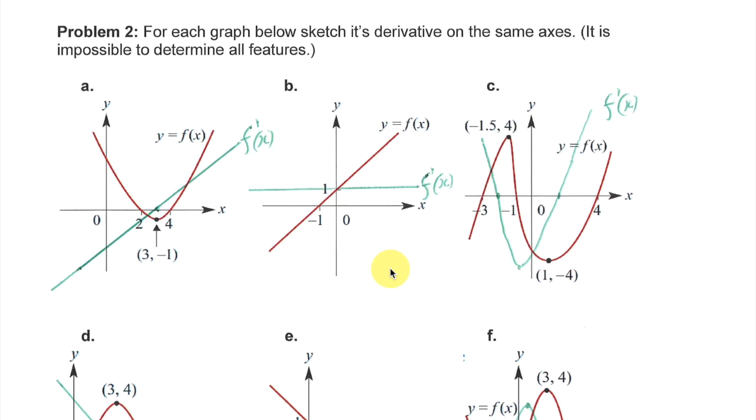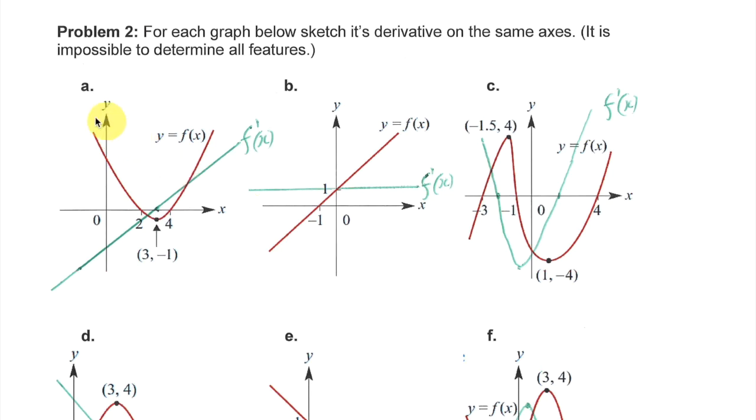Here we're going to be taking a look at problem 2. We're required to take a look at the original graph and sketch over the top of it the derivative function. Remember, you're looking for turning points, you're looking for where the original graph has a negative gradient and also a positive gradient, and you're also considering taking the derivative of the original function and what that basic shape should look like for the derivative.